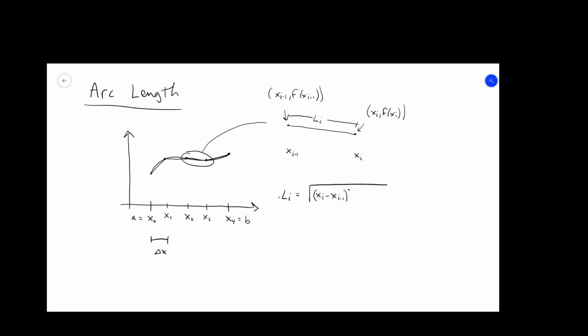That's the difference in the x values, plus the y distance as well. And remember that this f of x sub i minus 1 could also be called y sub i minus 1 if you wanted to call it that. Same here, you call this y sub i. So I'm just going to do that and say y sub i minus y sub i minus 1. We square that. So that is coming directly from the distance formula.